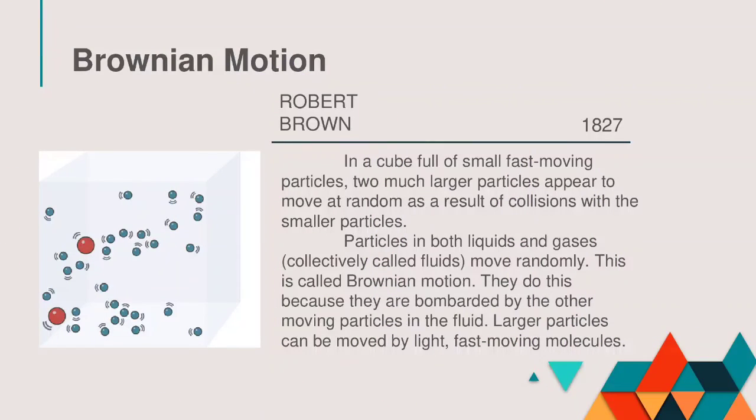Brownian motion. Robert Brown saw a cube full of small, fast-moving particles. Larger particles appear to move at random as a result of collisions with the smaller particles. Particles in both liquids and gases, collectively called fluids, move randomly. This is called Brownian motion.